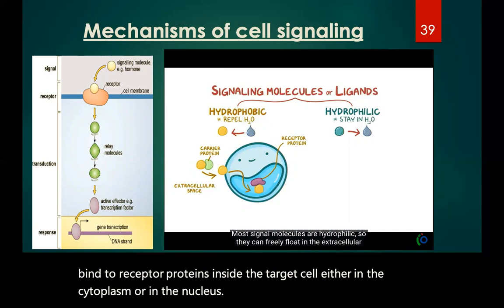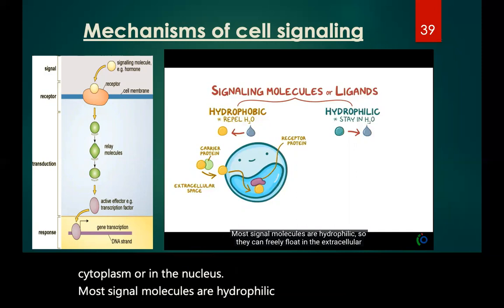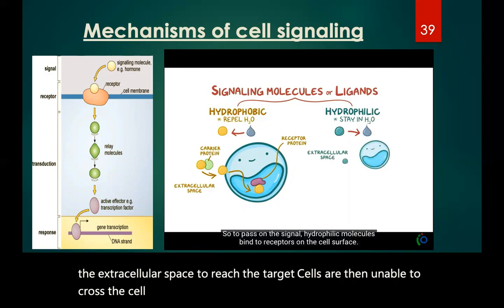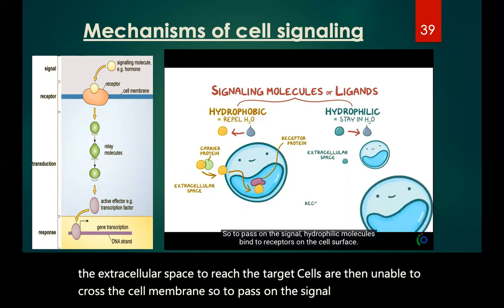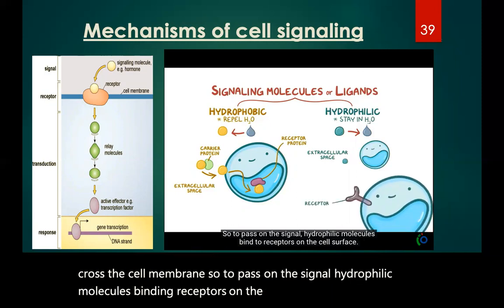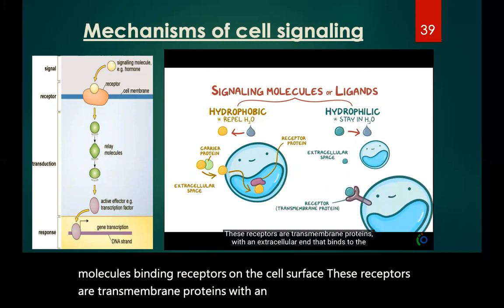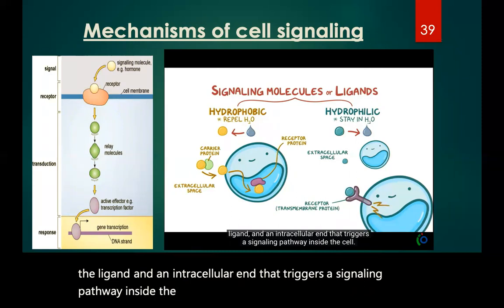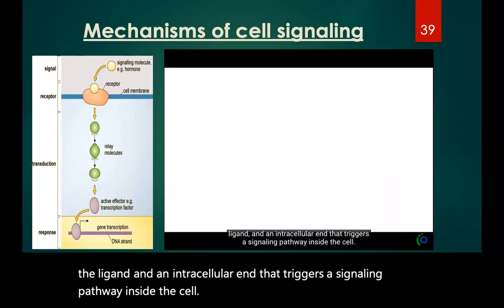Most signal molecules are hydrophilic, so they can freely float in the extracellular space to reach the target cells, but are then unable to cross the cell membrane. So to pass on the signal, hydrophilic molecules bind to receptors on the cell surface. These receptors are transmembrane proteins with an extracellular end that binds to the ligand and an intracellular end that triggers a signaling pathway inside the cell.